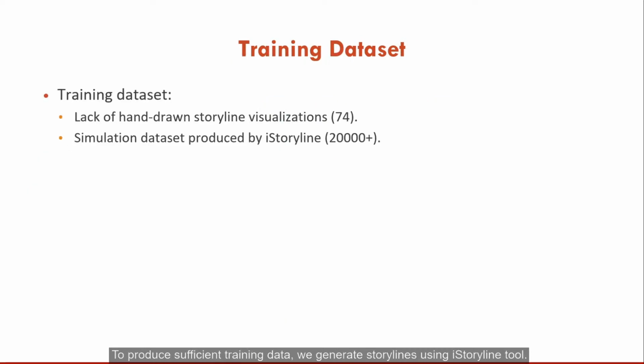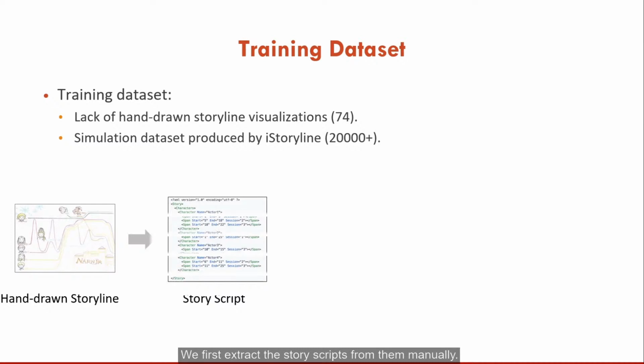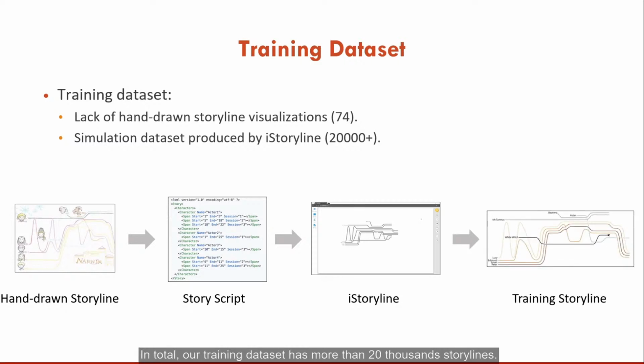To produce sufficient training data, we generate storylines using iStoryline tool. In our last work, we collected 74 hand-drawn storylines. We first extract the story scripts from them manually. We then input the story scripts to iStoryline. For each story, we use different interactions and model parameters to generate different layouts. In total, our training dataset has more than 20,000 storylines.